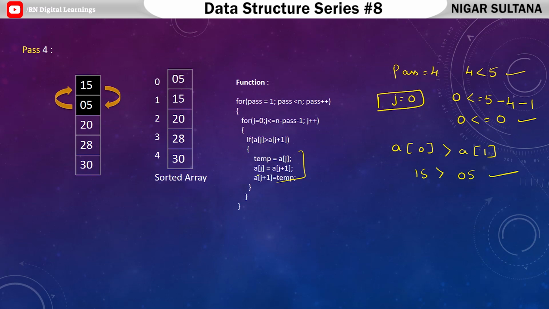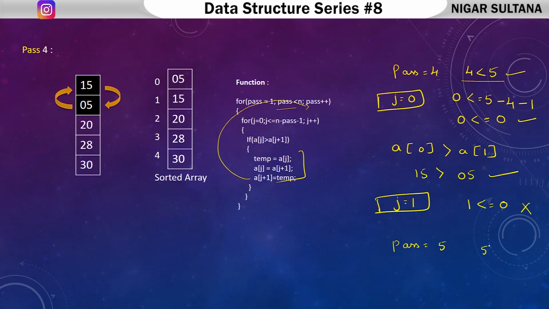Yes. Next, after doing this swapping, increment the value of j. Now the j value is 1. Is 1 lesser than or equal to 0? It's false. Come out of the loop and increment the value of pass. Pass is equal to 5. Again do the comparisons. Is 5 lesser than 5? It is false. Then stop this for loop also. Now at the end of this pass 4, our fourth largest value is placed at the fourth largest index, that is first.